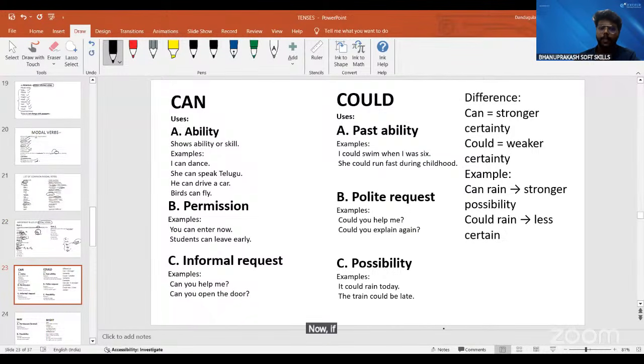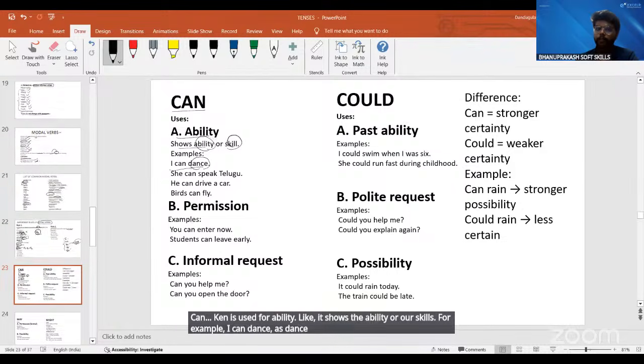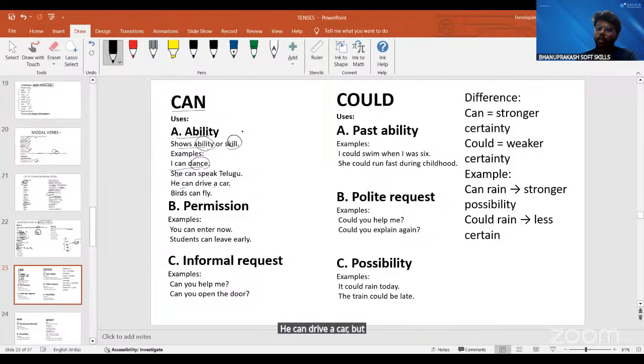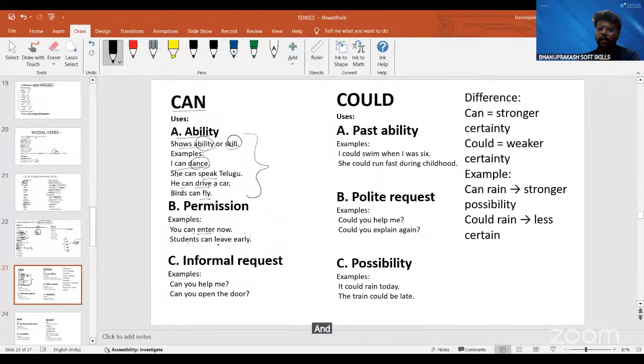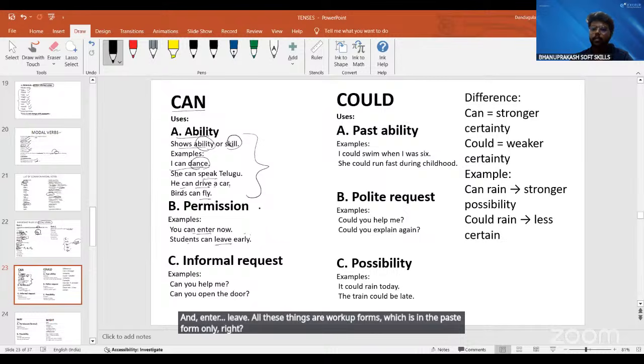Now, if we see particularly can. Can is used for ability, like it shows our ability or skills. For example, I can dance, as dance is a skill or ability. She can speak Telugu. He can drive a car. Birds can fly. So all these things come under abilities or skills. And for permissions, like you can enter now, or students can leave early. If you observe, even here dance, speak, drive, fly, and enter, leave, all these verbs are in the base form only, right? So you should also follow the same thing.